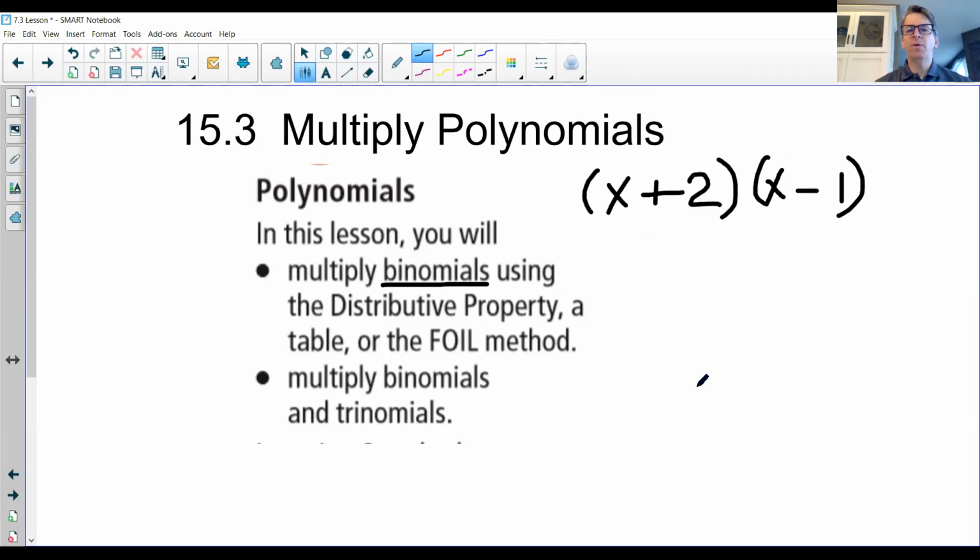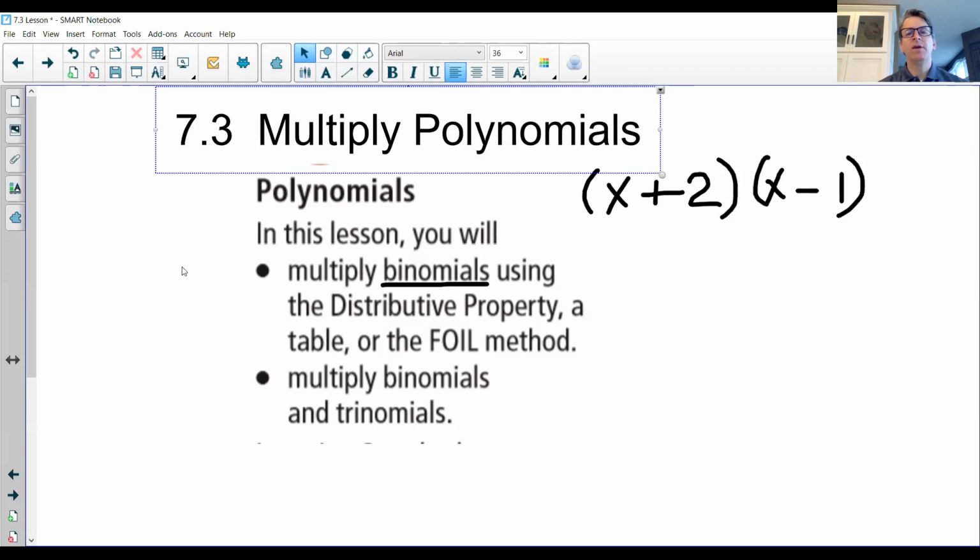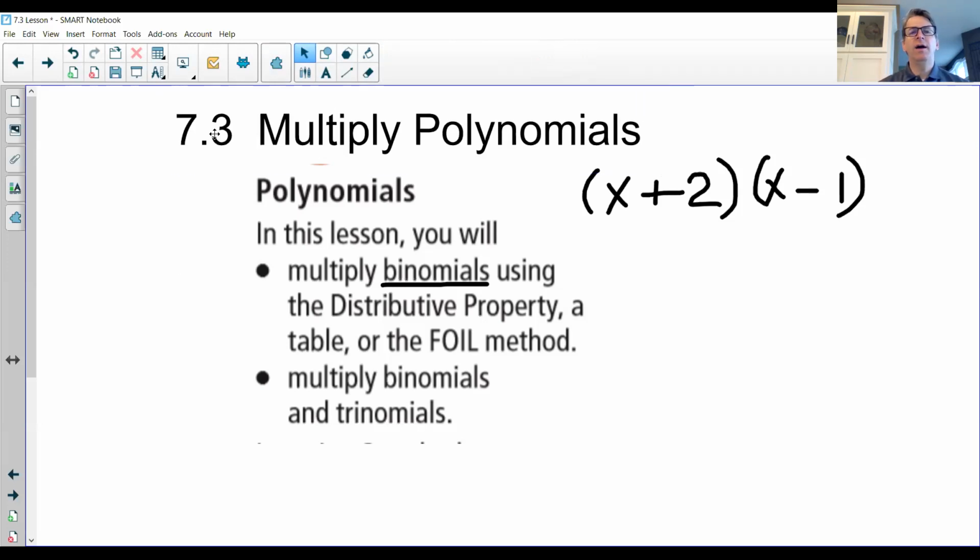Now, there are a number of different ways to do this. The book, in 7.3, covers the distributive property. It also covers using a table, and by far what you're going to be using the most when you move on is the FOIL method. I'll talk briefly about the distributive property and the table, and then the main part of the lesson today is going to be the FOIL method, okay? So let's talk about the other two in general.